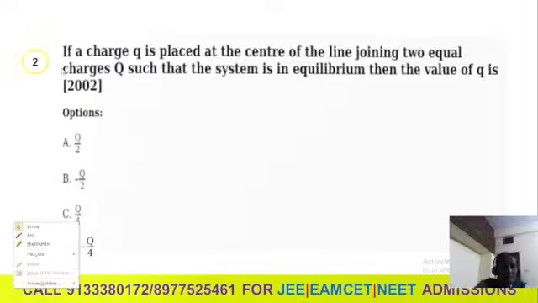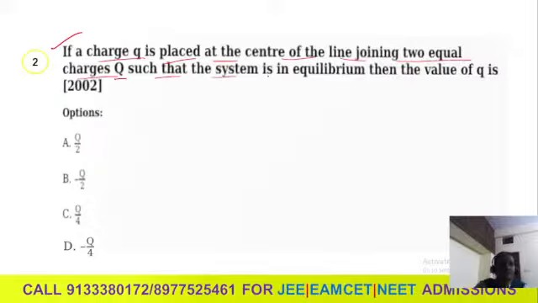Let us solve this question also. If a charge Q is placed at the center of the line joining two equal charges Q such that the system is in equilibrium, then the value of Q is. They have placed a small charge Q between the two charges. Let the two charges be Q. So to keep the system in equilibrium.